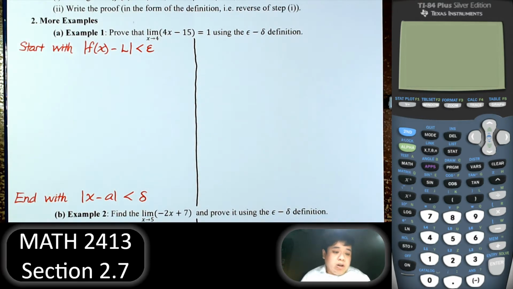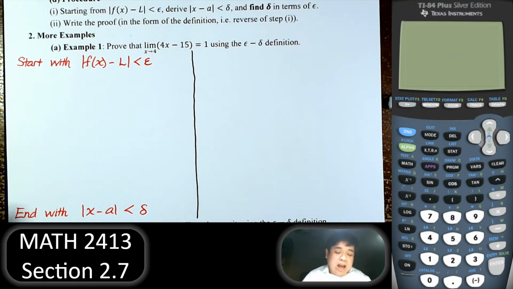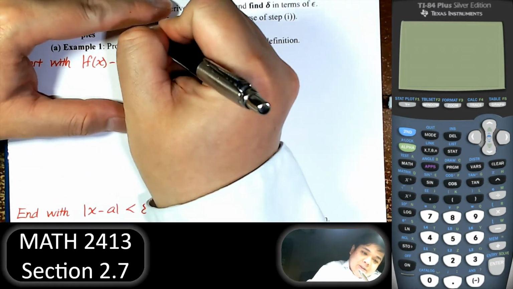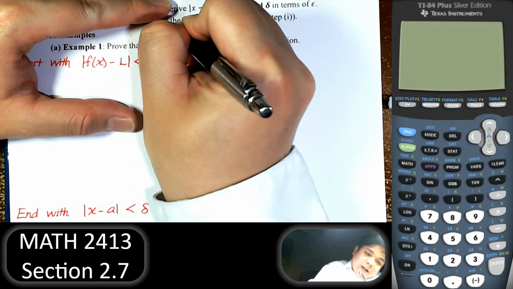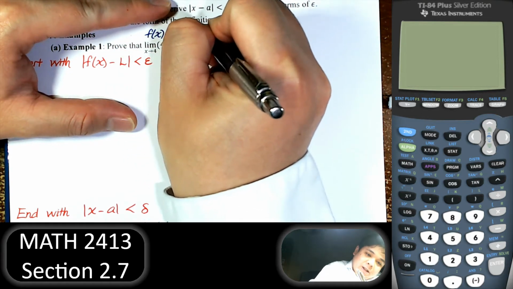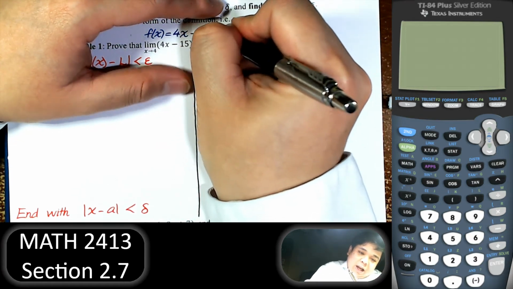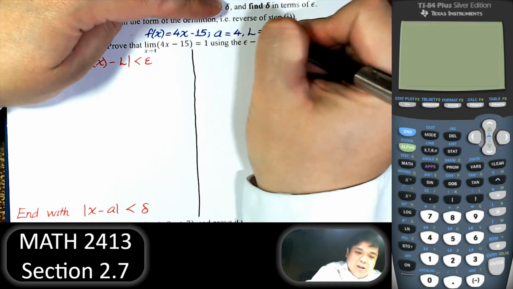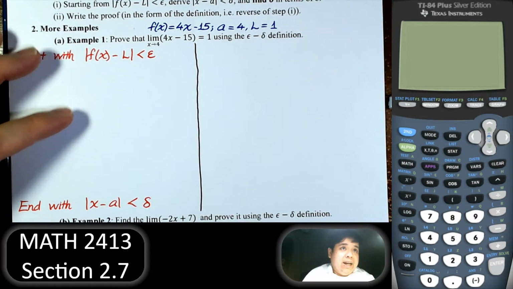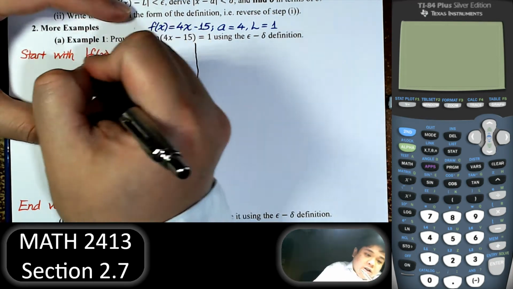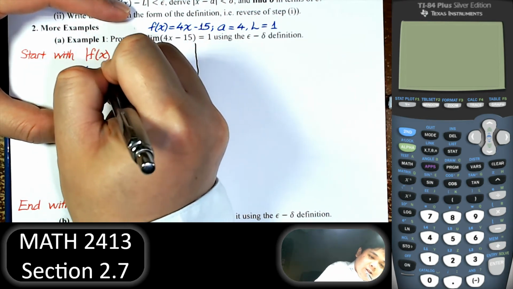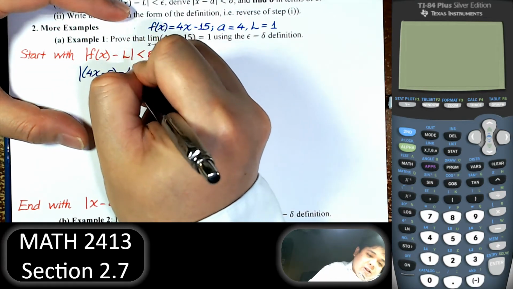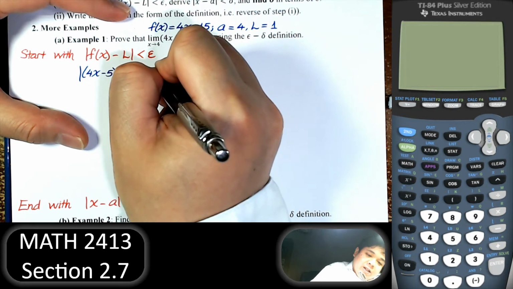Right, so first when we look at the problem, we need to identify what is a, what is f of x, what is L. So if this is the problem, f of x is 4x minus 15, a is 4, and L is 1. So we identify those things and then fill in this. So we start with the absolute value of f of x minus L less than epsilon, right?